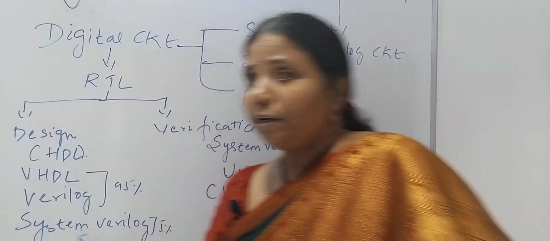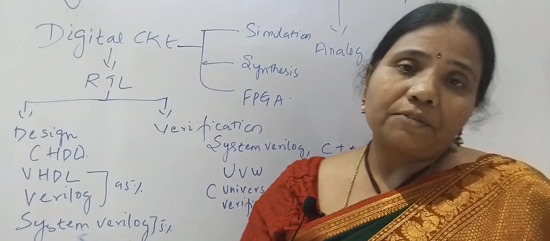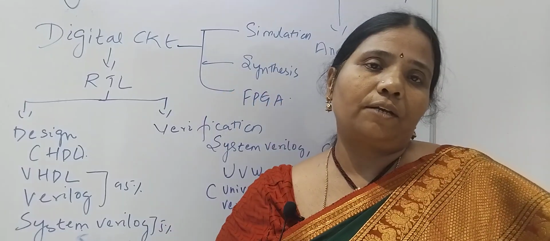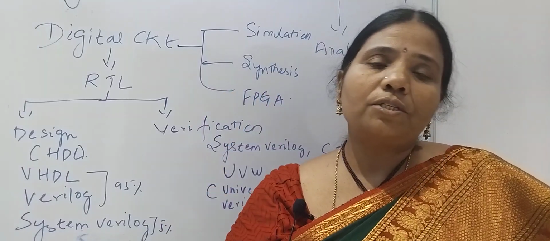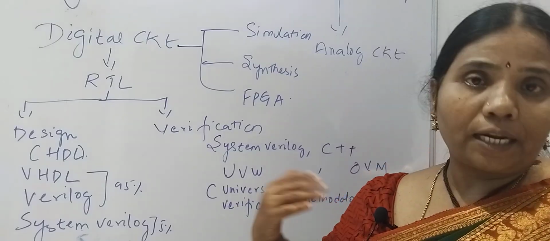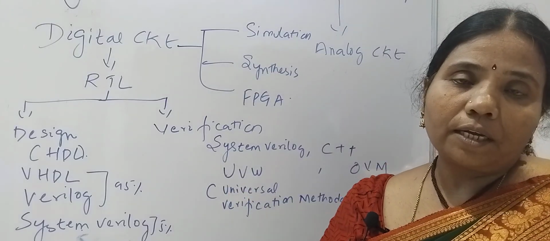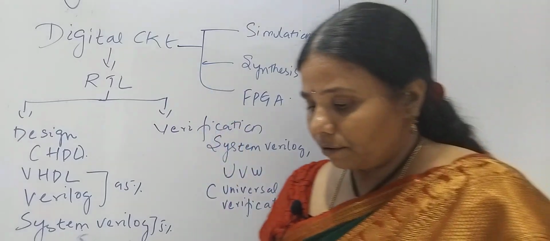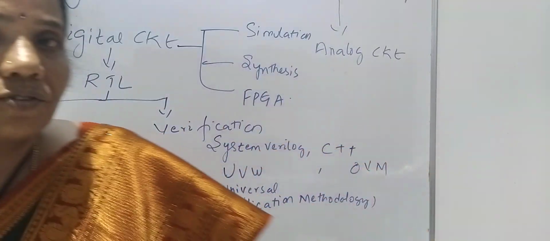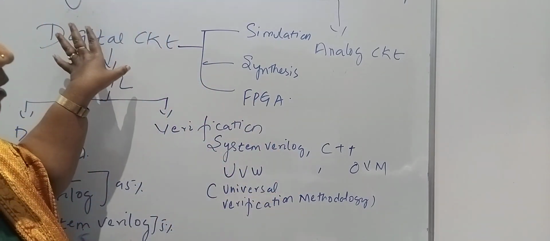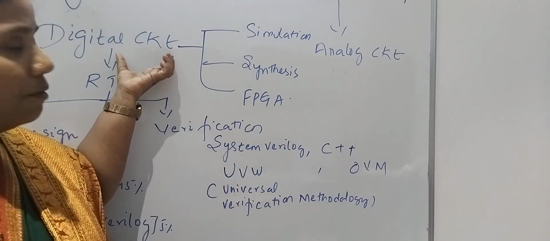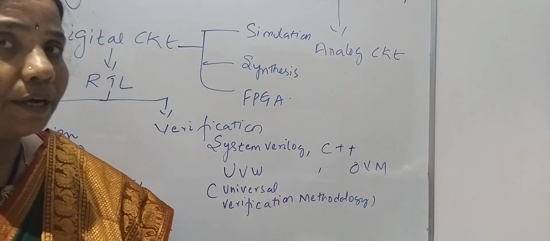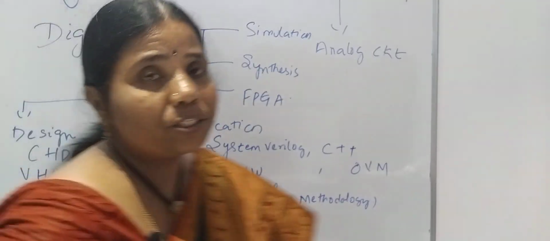Whenever we get into VLSI, three types of circuits are used: digital circuits, analog circuits and mixed signal circuits. A mixed signal circuit is a combination of both digital and analog. I have already explained in my previous videos what digital and analog circuits are. Among the three, we will discuss two, digital and analog. In this video I will discuss digital circuits.